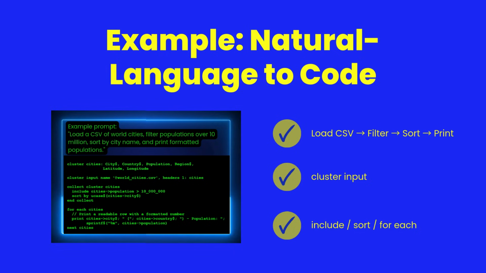This example shows natural language to code in action. You start with a simple intent: load CSV, then filter, sort, and print the results. In Sheerpower, this becomes a cluster input that reads the data once, followed by clear steps to include, sort, and then for each row, produce output. The structure of the code mirrors the structure of the request, making it easy to verify correctness and iterate quickly.